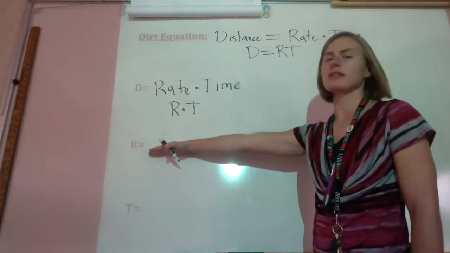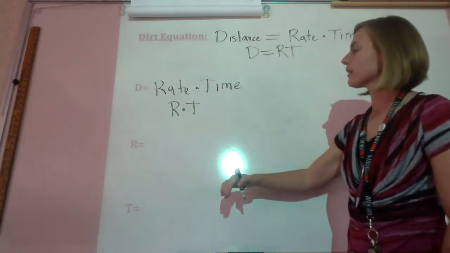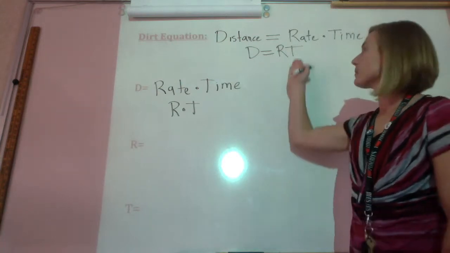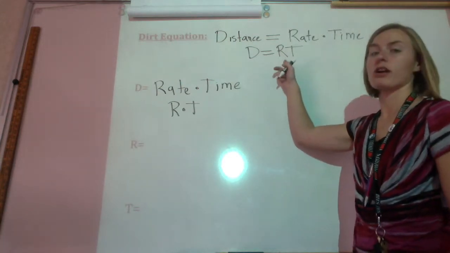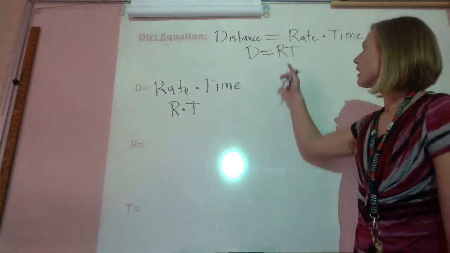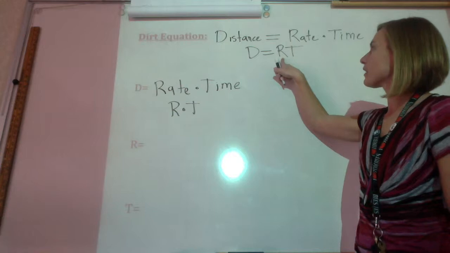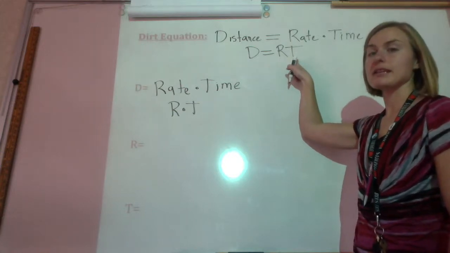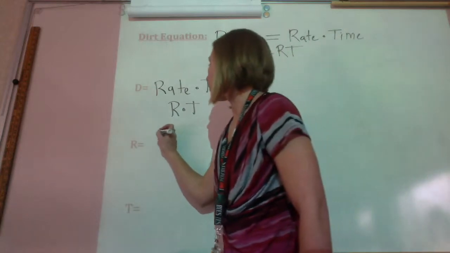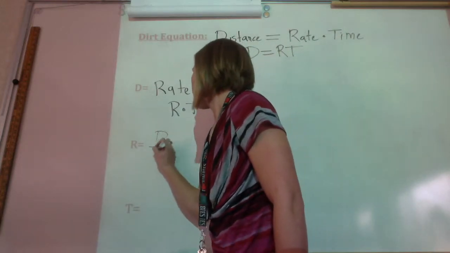Now, what if we need to find the rate? Well, if we need to find the rate and we're given distance and time, all we need to do is manipulate this equation to solve for r, meaning get r by itself. And we just learned in our last lessons that if we want to get r by itself, we need to undo multiplying by t. So we would divide both sides by t, and you'd end up that r equals d over t.